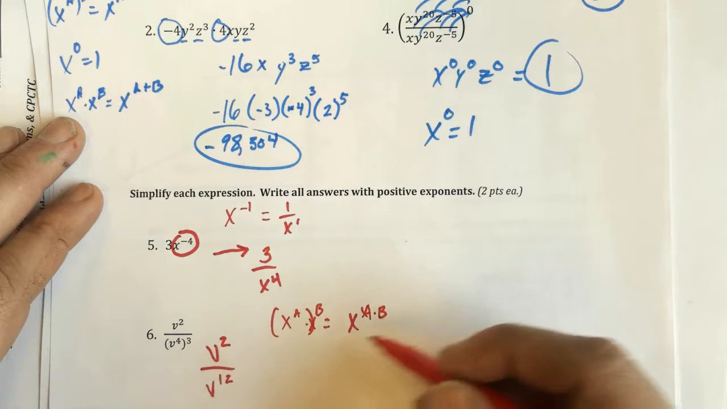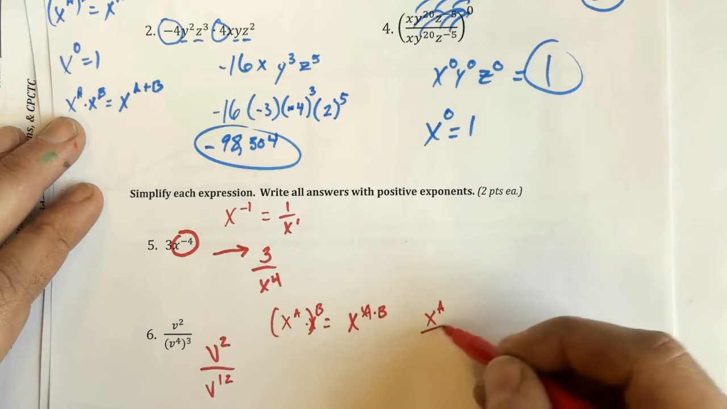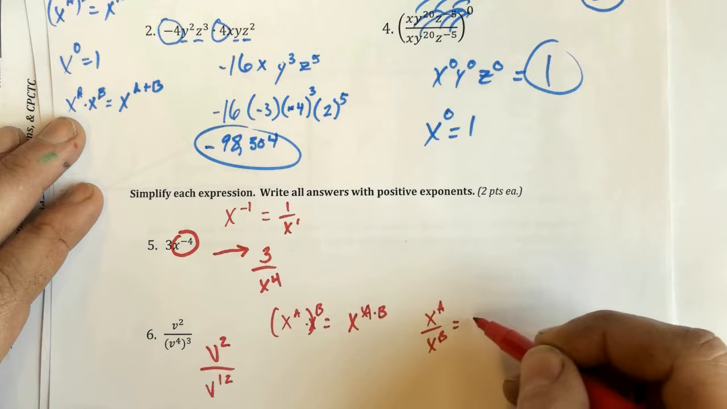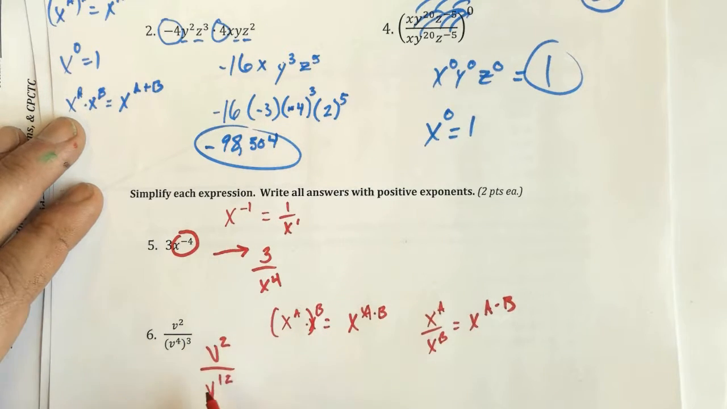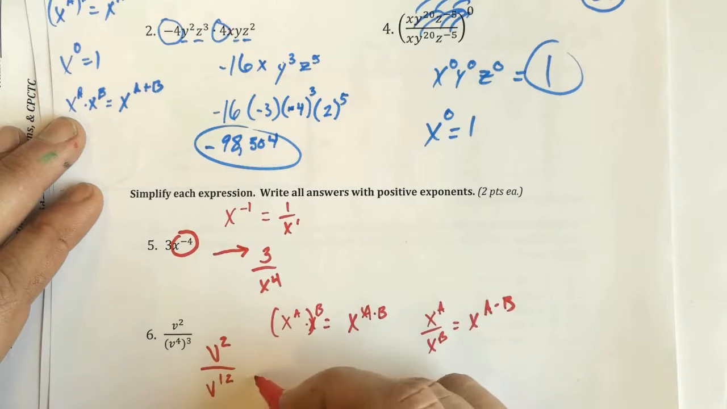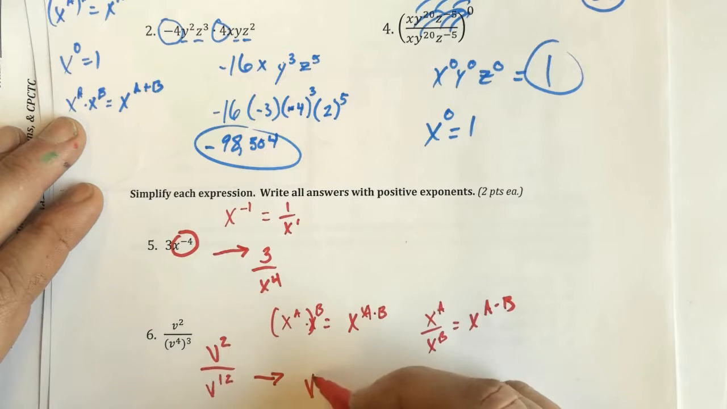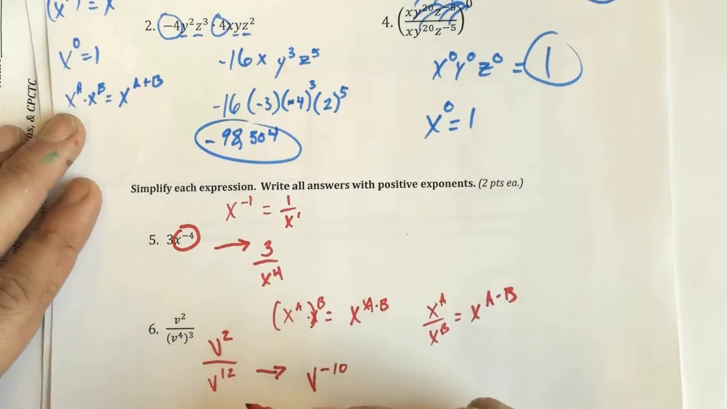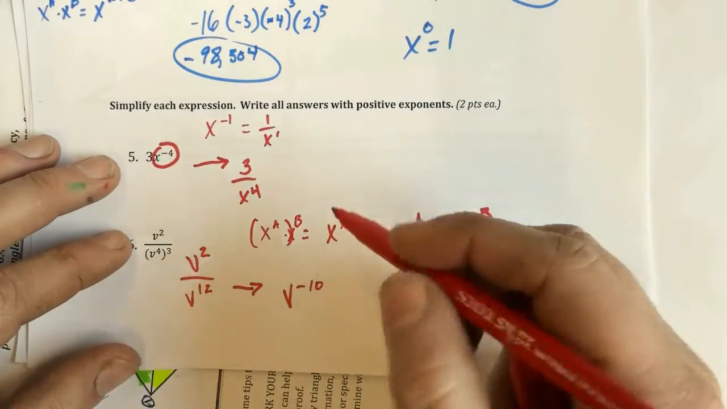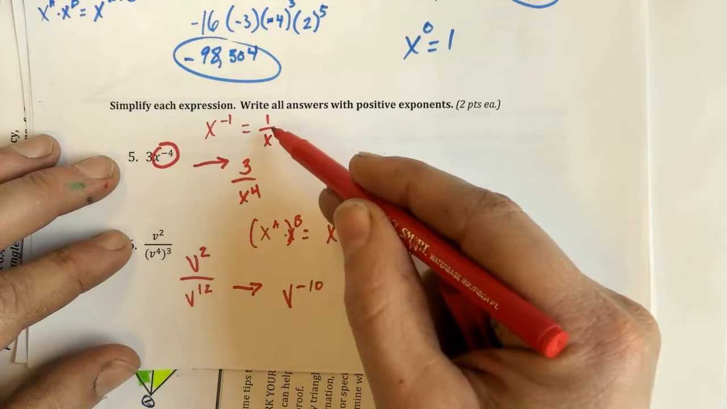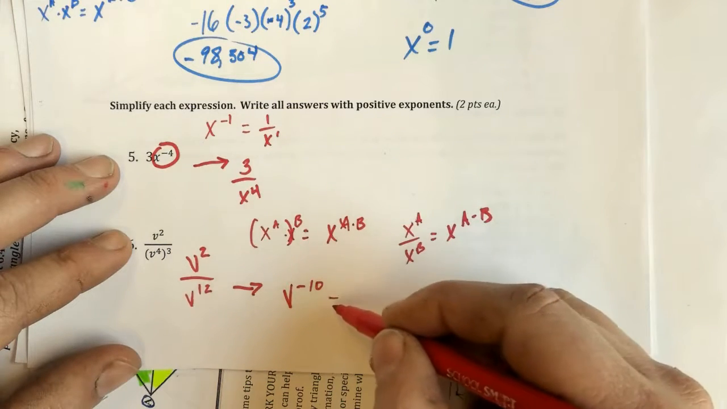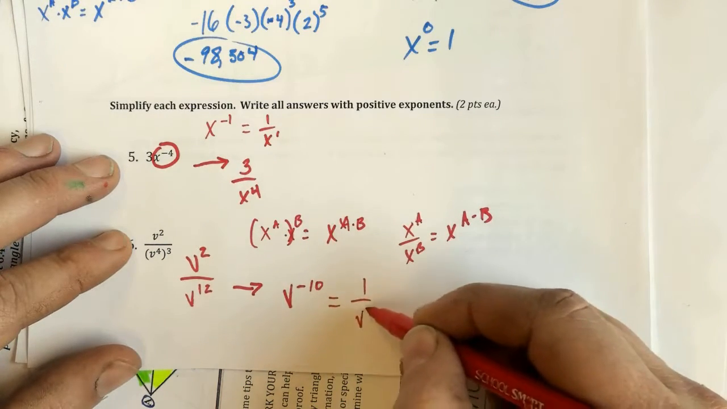But now we can use this rule: x to the a divided by x to the b is x to the a minus b. You see we've got the same letter on top and bottom, the same variable. 2 minus 12 equals v to the negative 10. 2 minus 12 is negative 10. Well, that again brings us to this idea: if it's a negative exponent, it's got to flip sides of the fraction line. So this is finally answered as that.